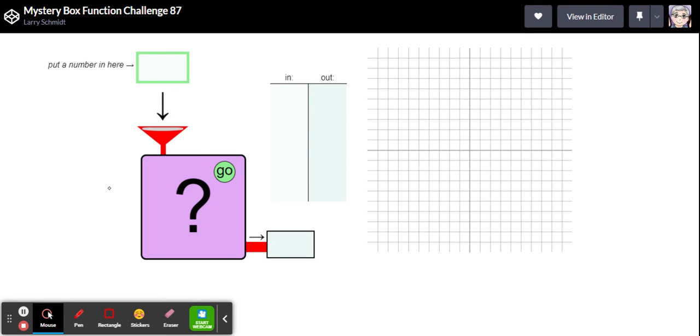Hello everybody and welcome to another Mystery Box Function Challenge. In this purple mystery box there's some math and your challenge is to figure out what that math is. You can click the link in the description, put in as many numbers as you like and see how they are transformed. When you think you've got an idea about what's inside that mystery box, come on back, watch the rest of the video and see if we get the same thing.